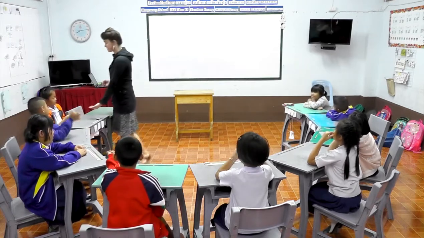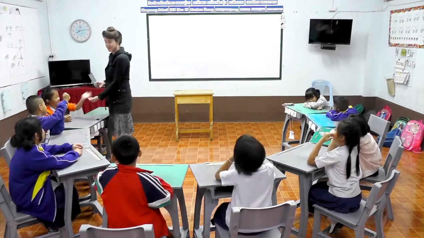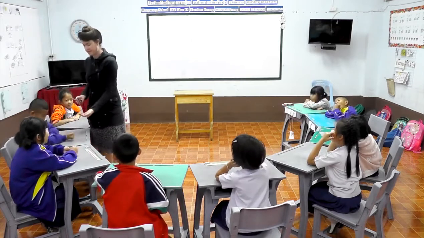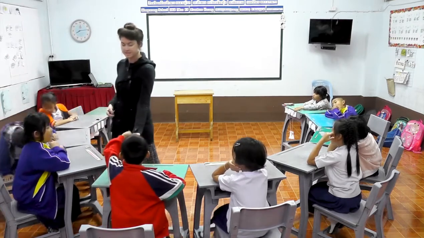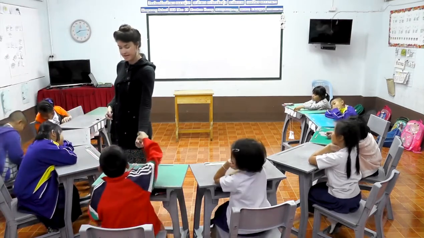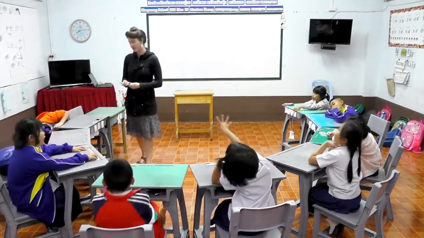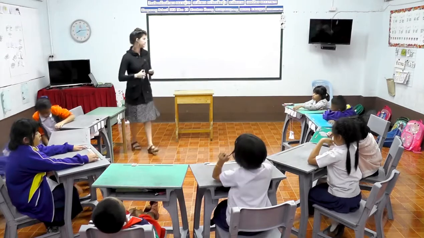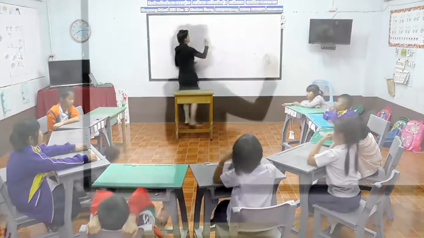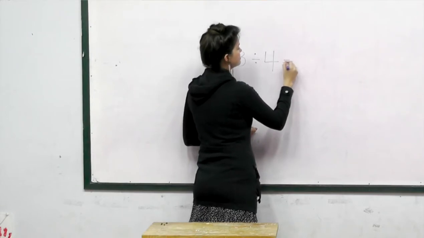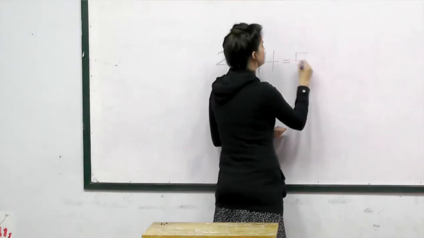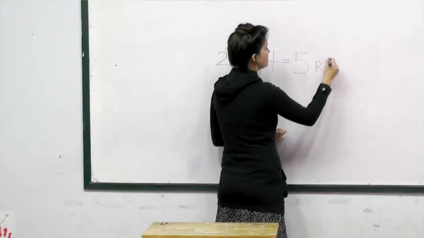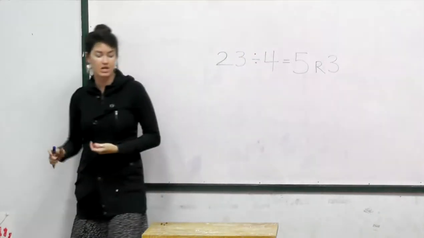I have how many altogether? How many did we start with? 23. We started with 23. How many friends did we share with? 4 friends. Equal. So we had 23 beans. We divided it with 4 friends. Equal 5. All of our friends got 5 beans. And we had 3 left over when we were finished. So 5, remainder 3. Thank you.